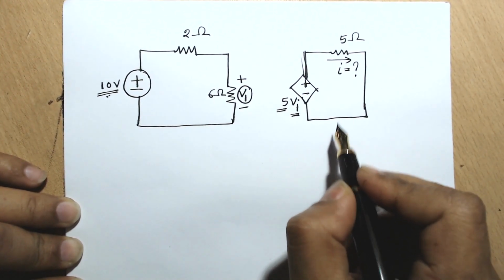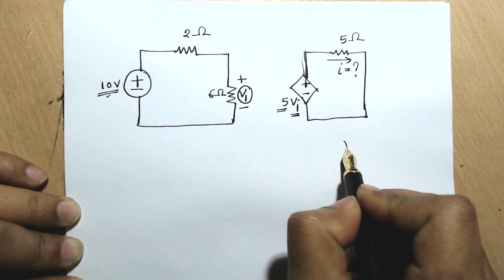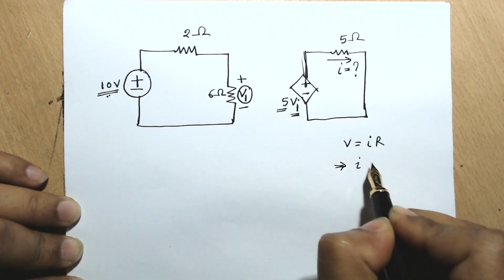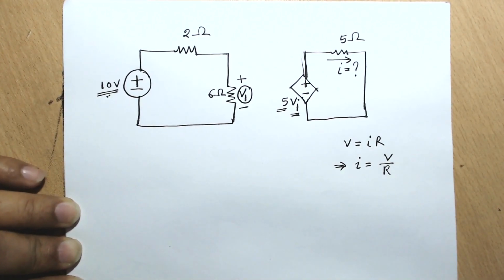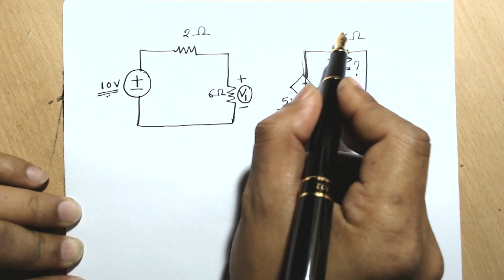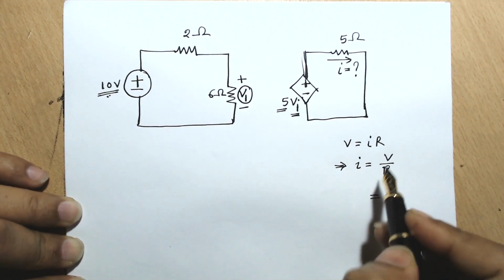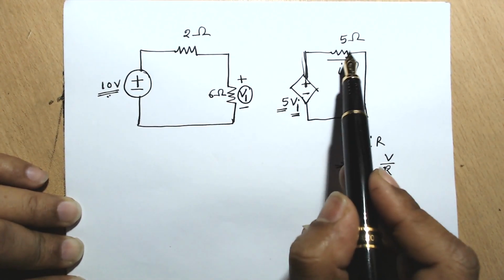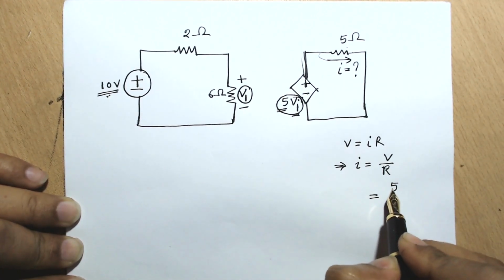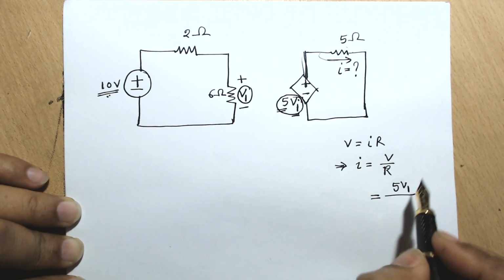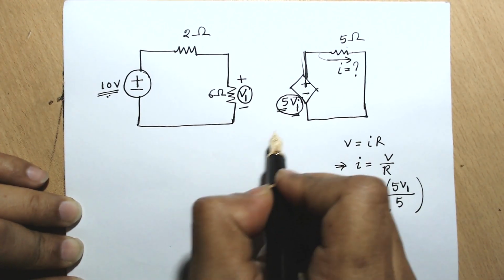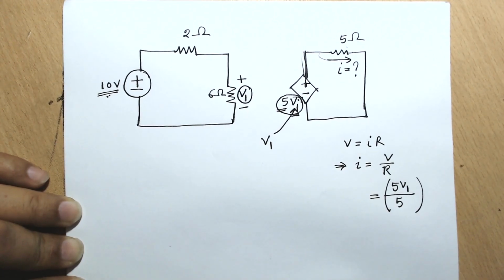We know that in order to find the current, we actually need a couple of things. The main Ohm's formula is V equals IR. So if we want to find the value of I, then it will become V divided by R, right? Where V is the value of this voltage source and R is the resistance. So the value across this resistor is 5V1, right? And the value of the resistance here is 5 ohm. Now, as you can see, there is still one unknown. Which one is it? V1. And how can we find V1?